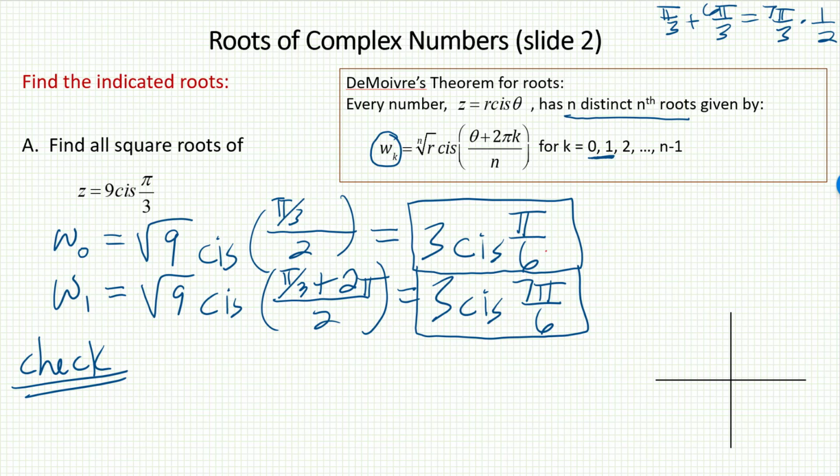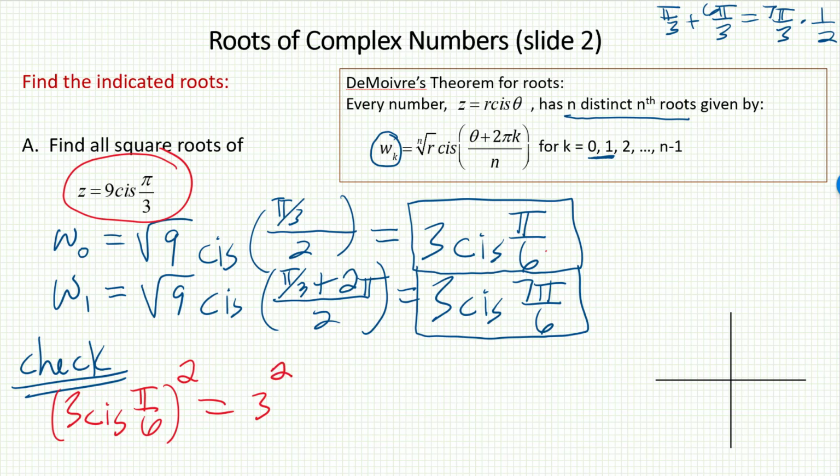What if you wanted to check yourself? Well, all you would have to do is square the numbers and make sure you get back to the original. I mean, after all, that's what a square root is. We're claiming that if you multiply 3 cis pi over 6 by itself, you'll get back to 9 cis pi over 3. Well, this is just the regular version of de Moivre's theorem. Take the r, raise it to the power, take the argument, multiply it by that number. And of course, if you do this, you very quickly get 9 cis pi over 3.